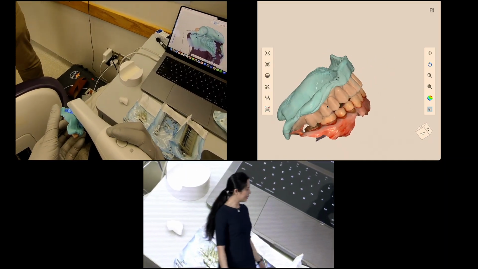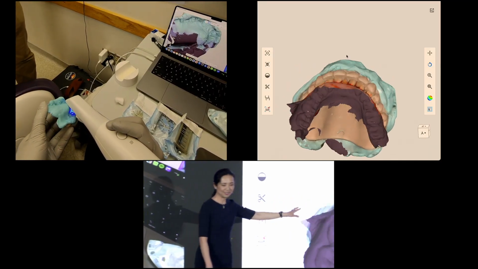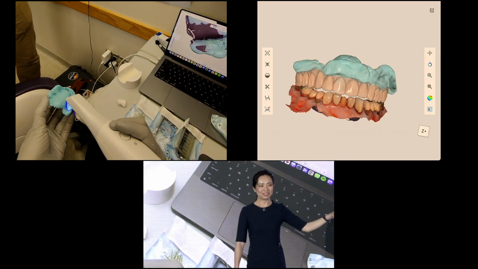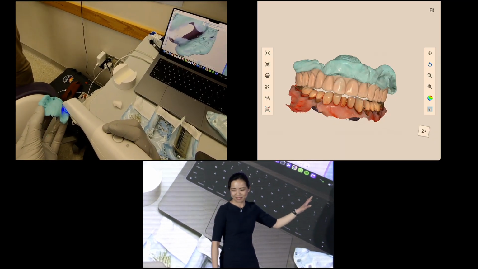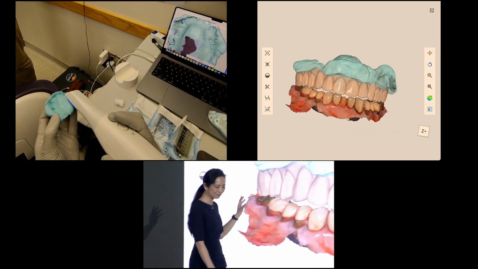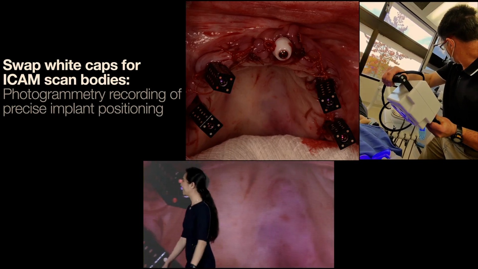And what you'll see here is that I scanned the patient in occlusion as well, and the occlusion is completely off. The reason behind this is because the patient actually had a history of TMD and did not have a stable jaw position. And I found out on the day of surgery. So it was not intentional to make it look like that.